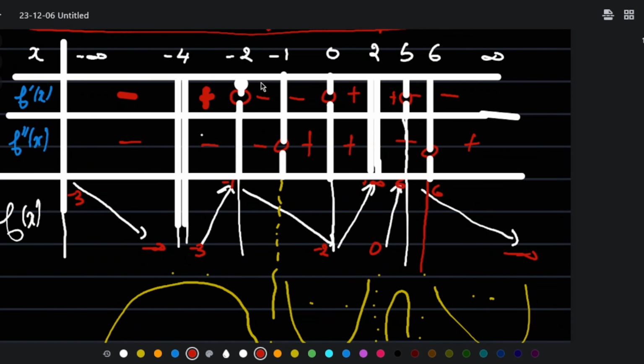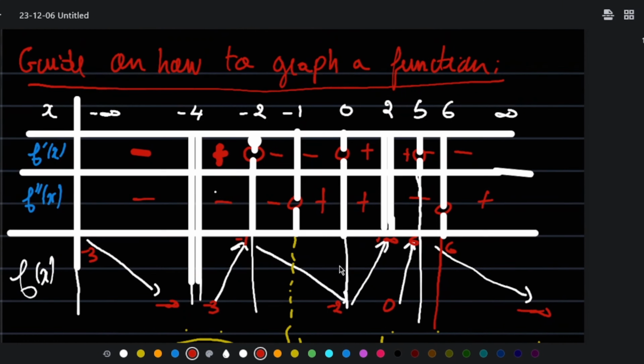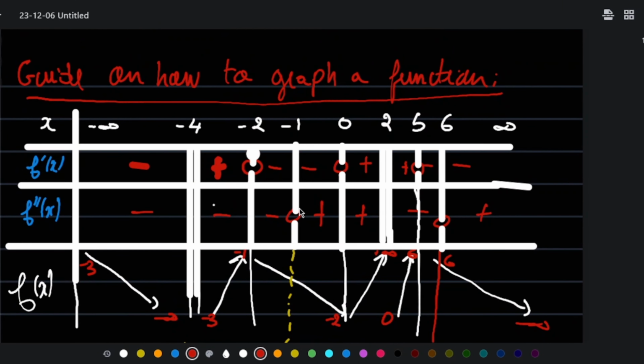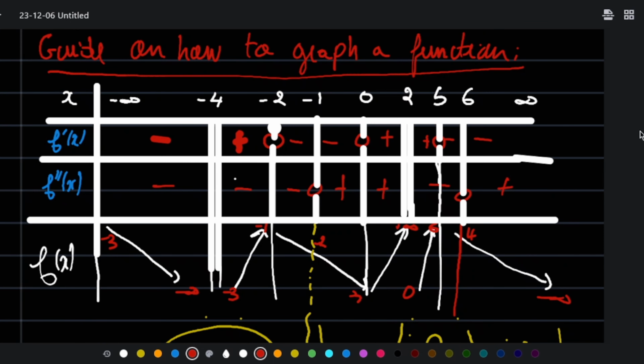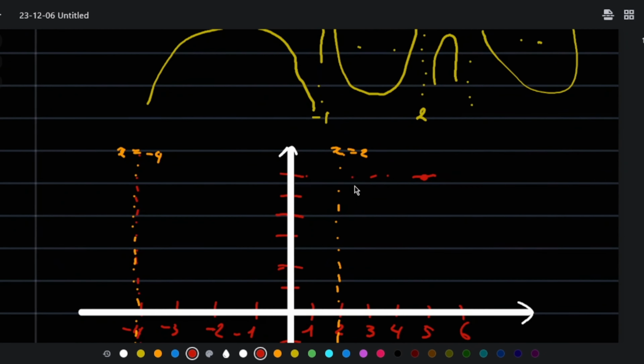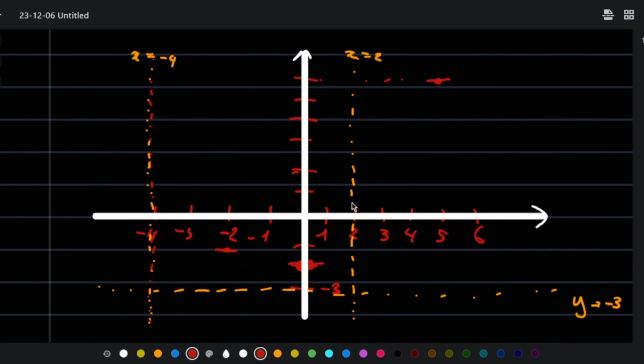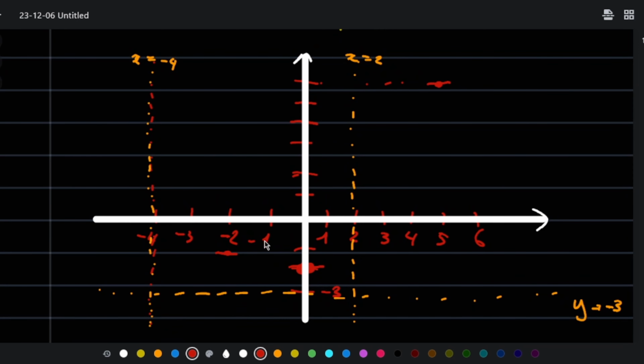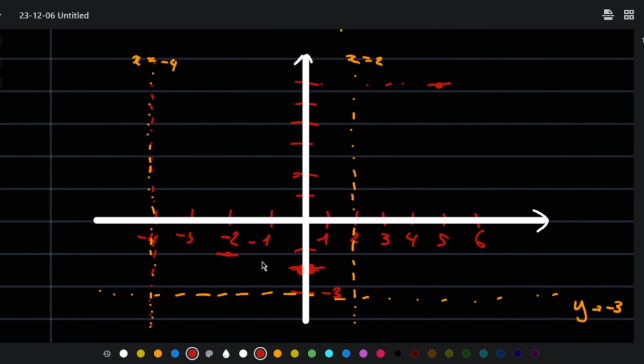And what is the image of -1? I didn't add it. Okay, I will just check and return. So yes, the image of -1 is -2. So let's write it here. So -2. All right, this is an inflection point.